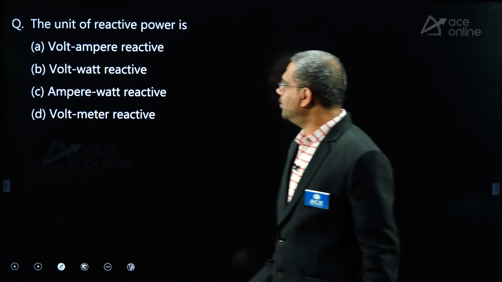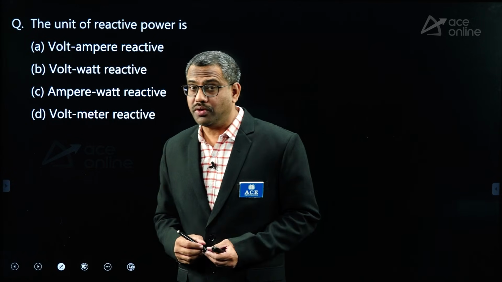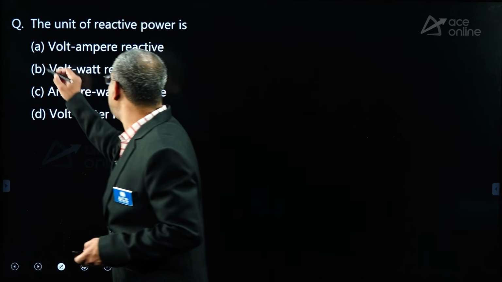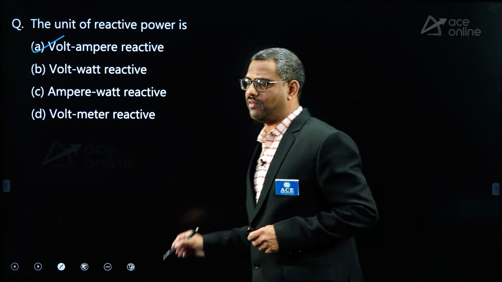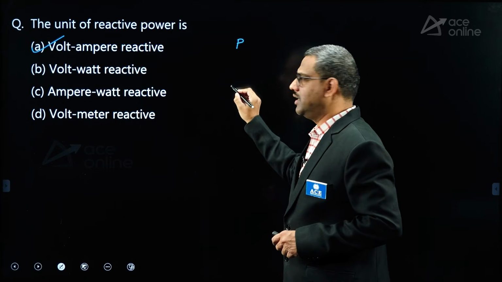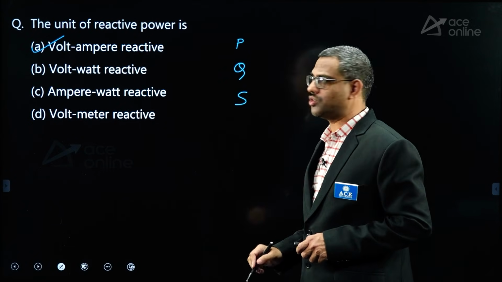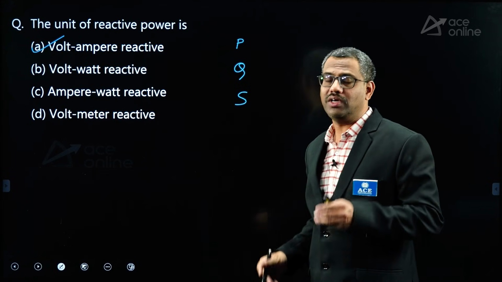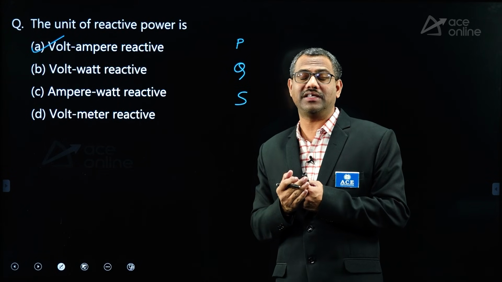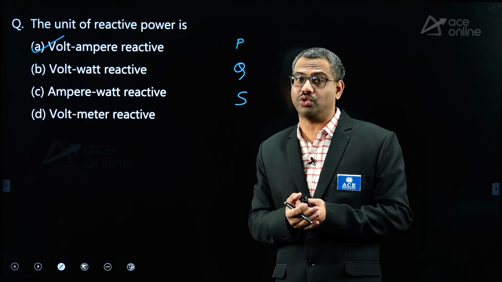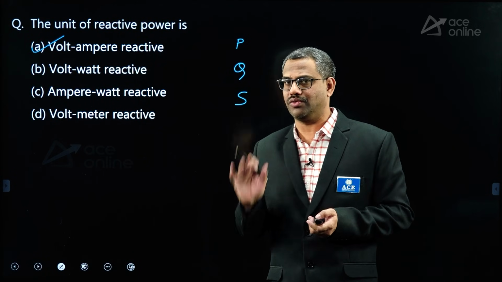Now let us go to this. The unit of reactive power. What is the unit of reactive power? Volt ampere reactive. We have 3 types of power: real power in watts, reactive power in VARs, volt ampere reactives, and apparent power in VAs, volt amperes. So reactive power is volt ampere reactive. That is the rate of change of electromagnetic stored energy in an inductor and the rate of change of electrostatic stored energy in a capacitor in AC circuits.